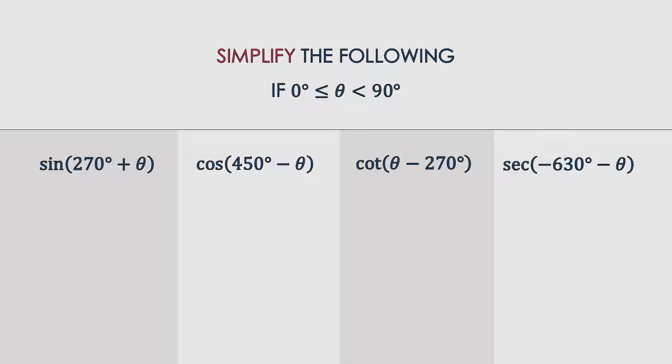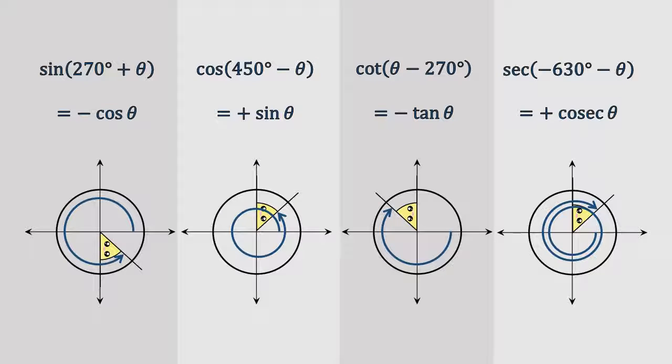As a do-it-yourself, if theta is acute and positive, simplify the following. Pause the video if you would like to try it yourself. Did you get all of them right?